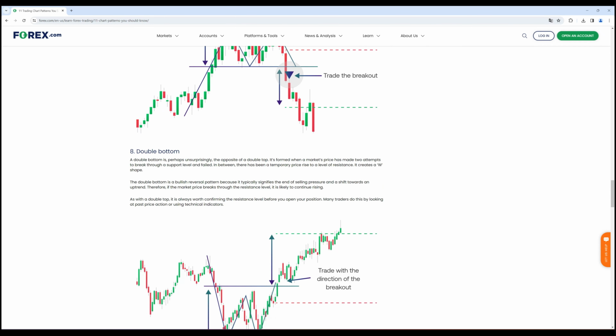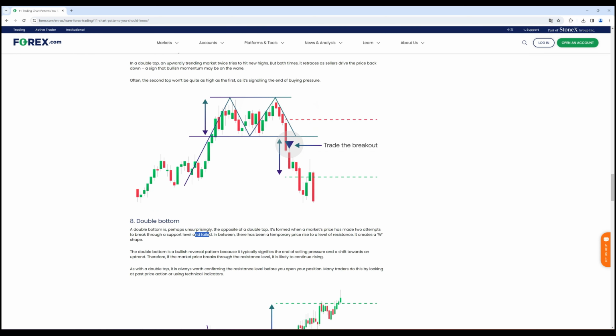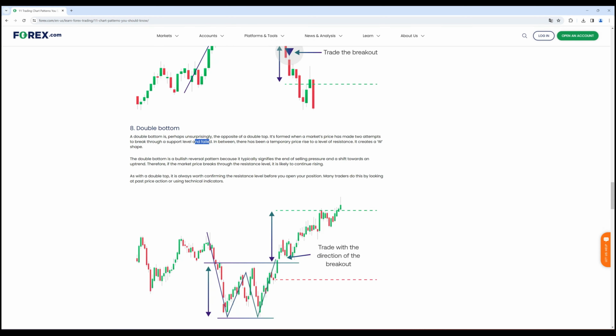It's formed when a market's price has made two attempts to break through a support level and failed. So it's very important: in between, there has been a temporary price rise to a level of resistance. A double top creates an M shape, and then a double bottom creates a W shape.